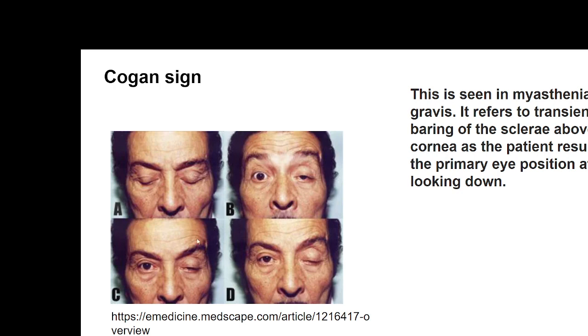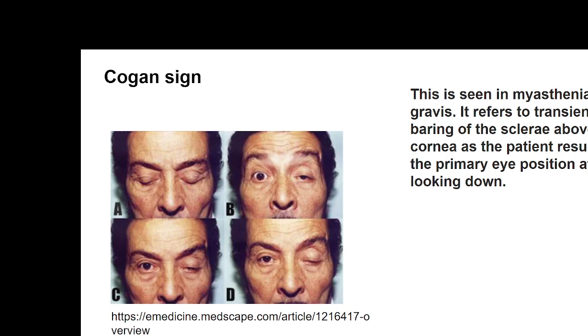It's drooping like eyelids. Either the patient always prefers to keep the eyes closed, and when you ask the patient to look down, initially a large area of the sclera, the white portion, would be visible. Then the eyeballs would be moving downwards, and this is usually a sign of myasthenia gravis. What is myasthenia gravis and how this occurs is another part which we will discuss later on.